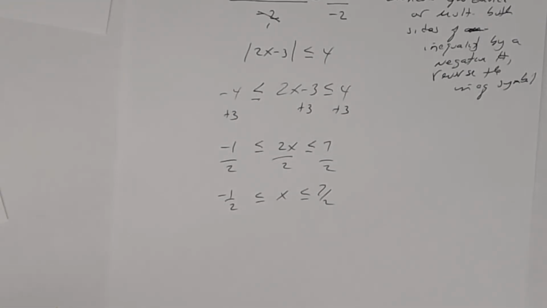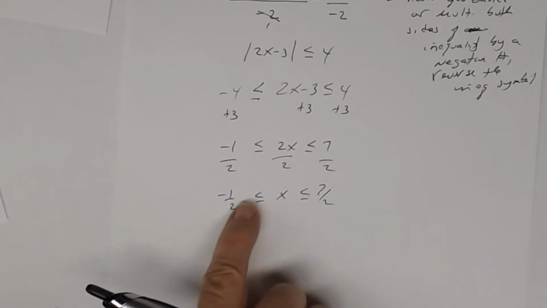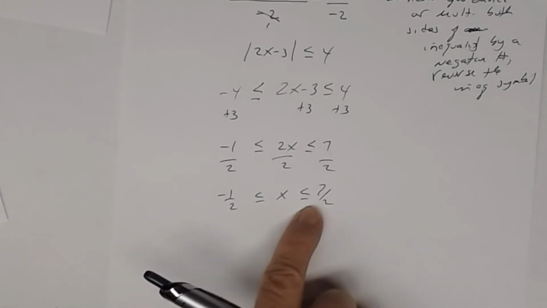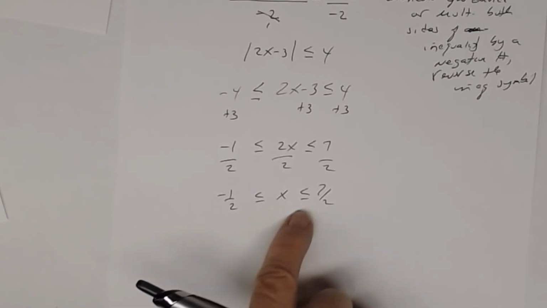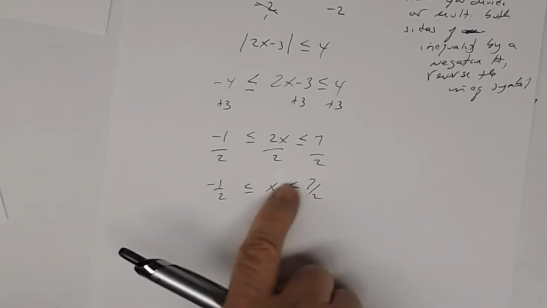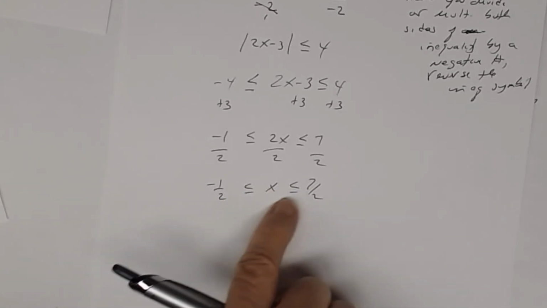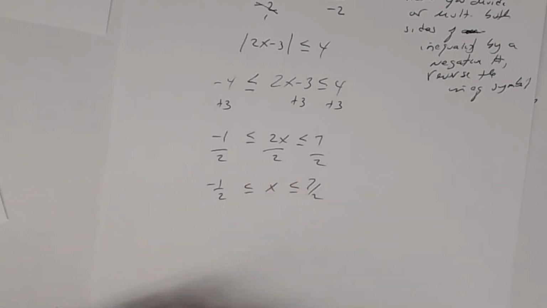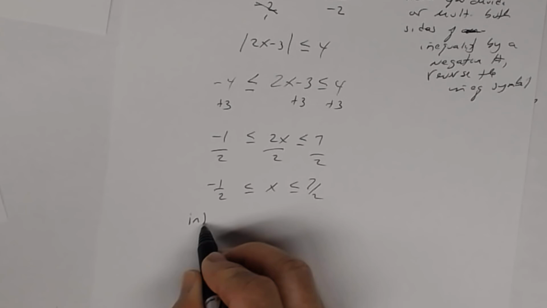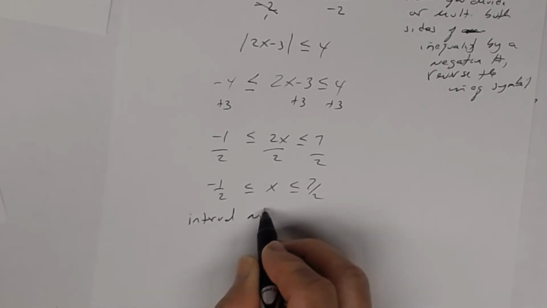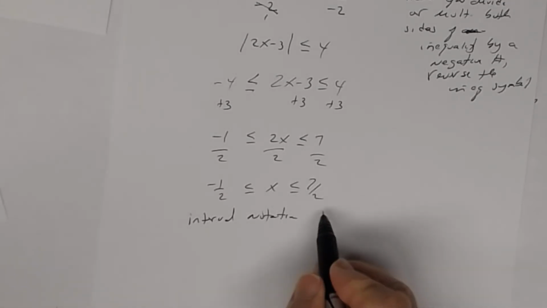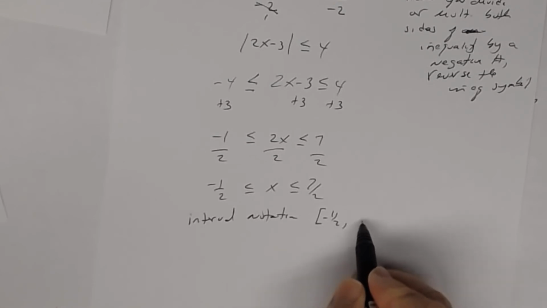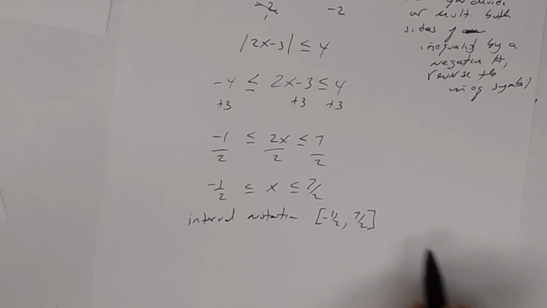Okay? So I found the solutions. So all these real numbers, and there are an infinite number of them. All these decimals that are in here, all these fractions that are in here, all these irrational numbers, rational numbers. So all those are solutions. So there's an infinite number. And so in interval notation, you're going to say bracket negative 1/2 all the way to 7/2 bracket.